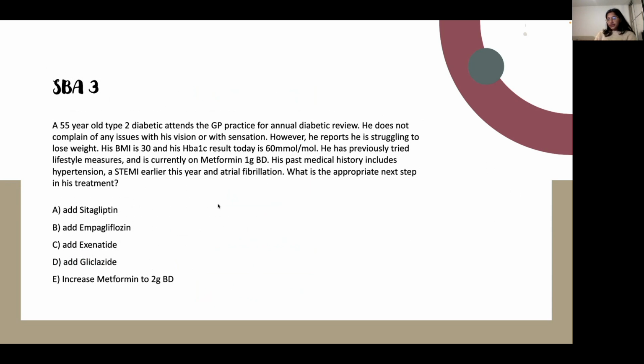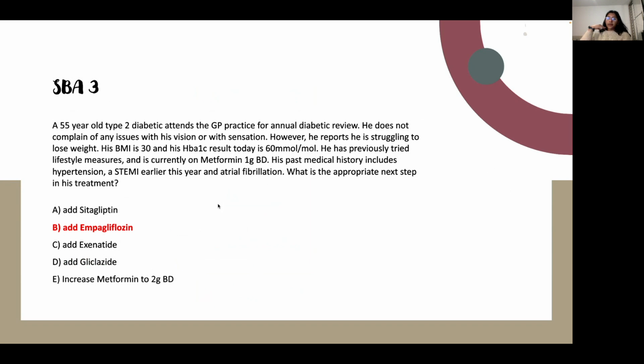Okay, let's go through the answers. So the answer to this one is empagliflozin, which all of you got, which is really good. So let's talk through it. This is a person who's a known diabetic, so they're already on that treatment ladder. They've tried lifestyle, it hasn't worked, and they've been started on metformin already. So if we're thinking about increasing his medications, then our new limit is HbA1c of 58 or more. So he's hitting that, so we need to do something about it.